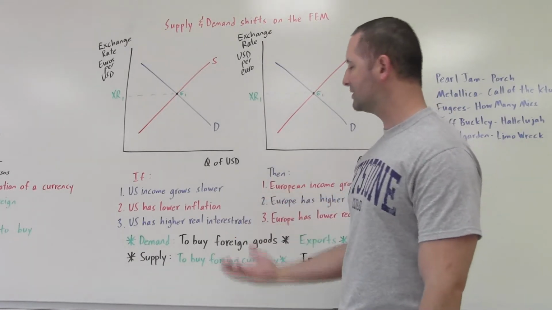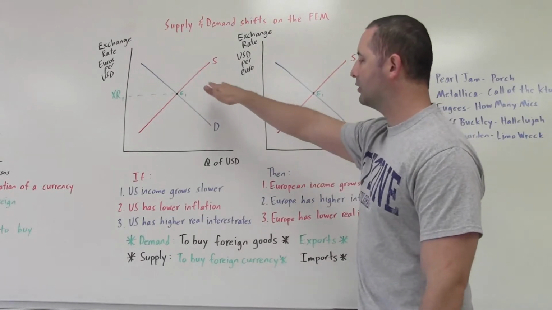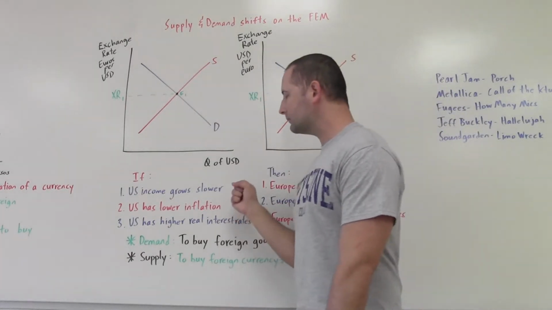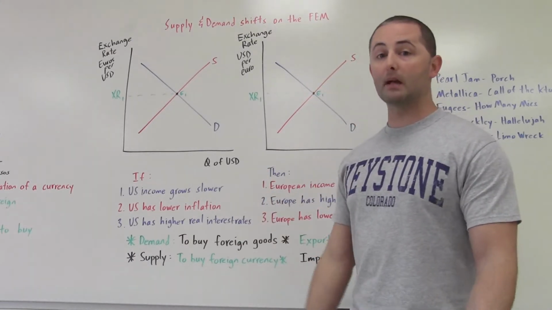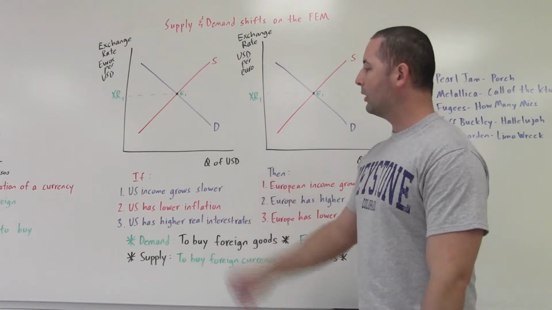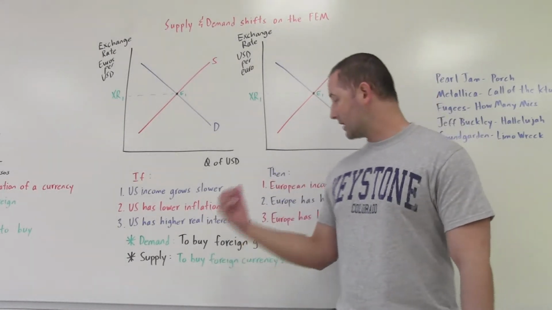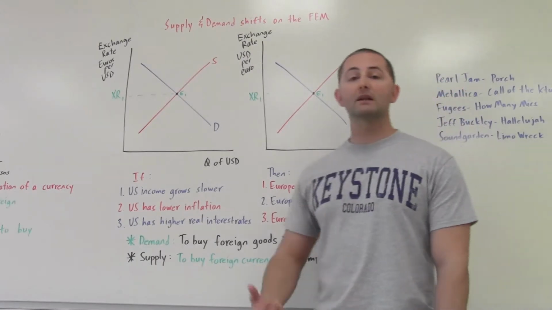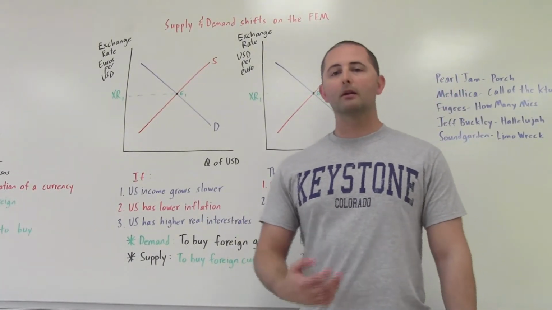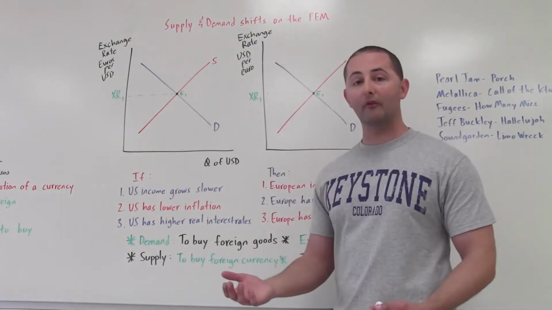So if any of these are true, because they're all going to cause the same thing, what's going to happen? We can start here with the value of the U.S. dollar. So is this going to cause the U.S. dollar to appreciate or to depreciate? Well, if the U.S. income grows slower, that means that Europe's economy or income is growing faster. So Europeans have more money to buy things, and that includes imports. So Europeans are going to be importing more stuff, right?